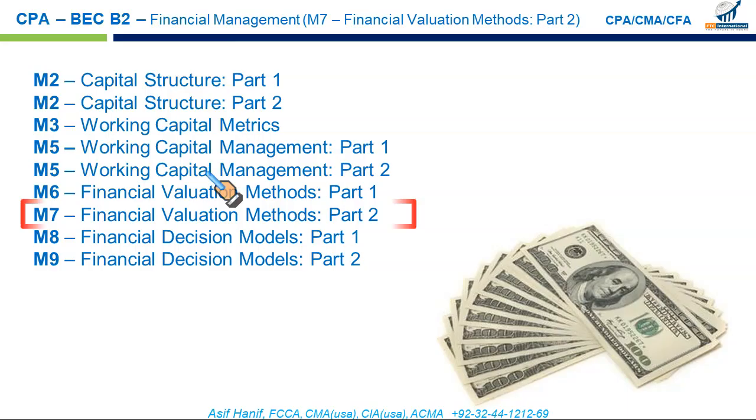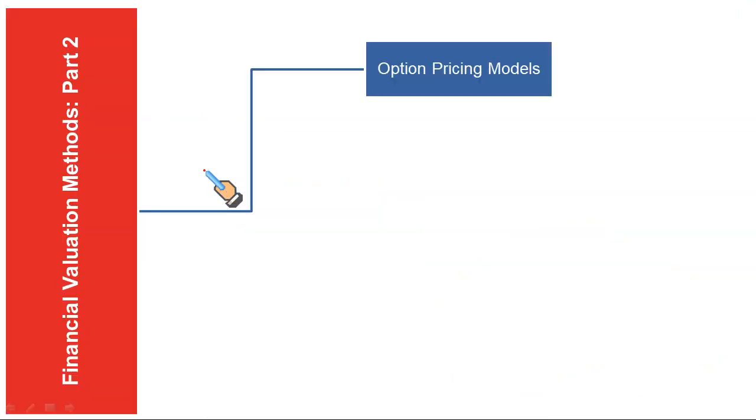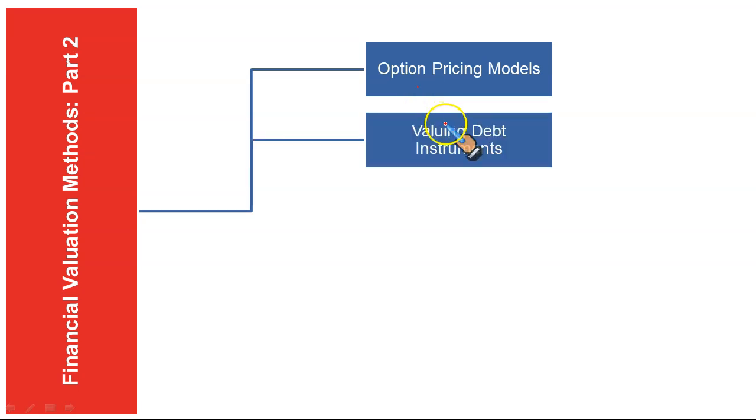B2 Financial Management, and our next module is Financial Valuation Methods Part 2. What exactly do we have in this module? Option pricing models, just discussion, no computation at all, because option valuation is one of the most difficult areas in financial management. So you are not going to be tortured with this calculation area, just little knowledge of option valuation. That's all. Then we'll be discussing valuing debt instruments.